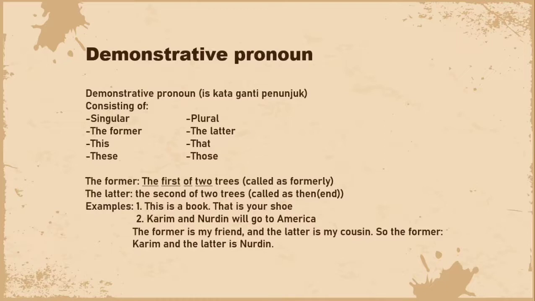Here are the examples. For the first is, this is a book and that is your shoe. So it is the examples about this and that. And for the second is, Karim and Nurdin will go to America. The former is my friend and the latter is my cousin. So the former is Karim and the latter is Nurdin. It is for the example of the former and the latter.